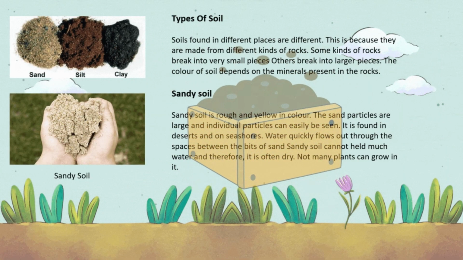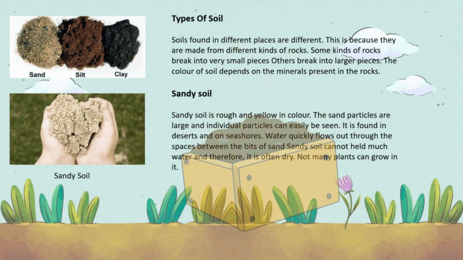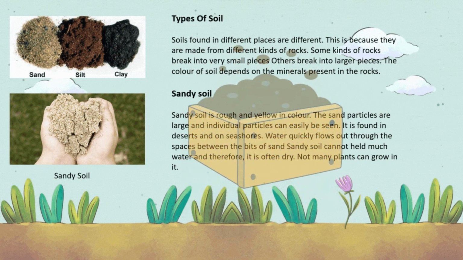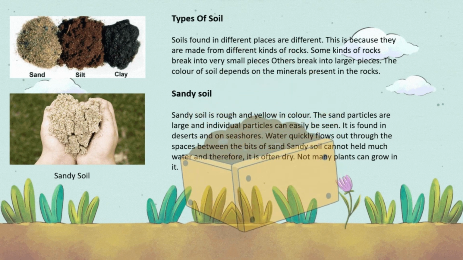Types of soil. Soils found in different places are different. This is because they are made from different kinds of rocks. Some kinds of rocks break into very small pieces, others break into larger pieces. The color of soil depends on the minerals present in the rocks.